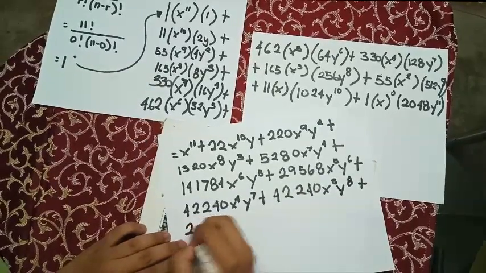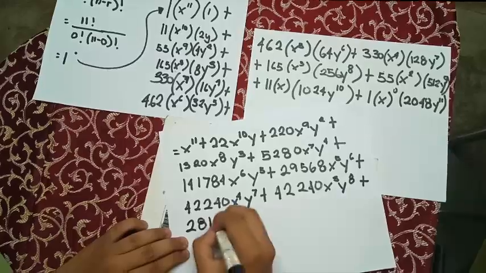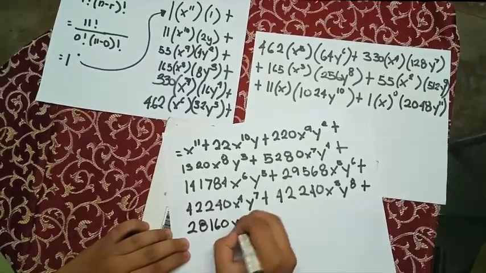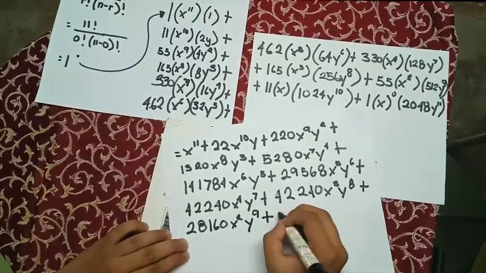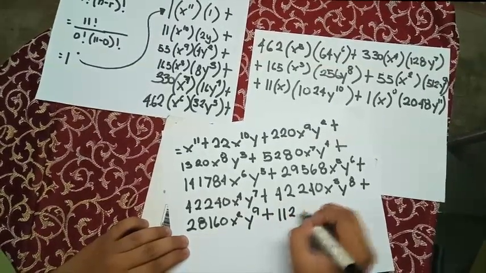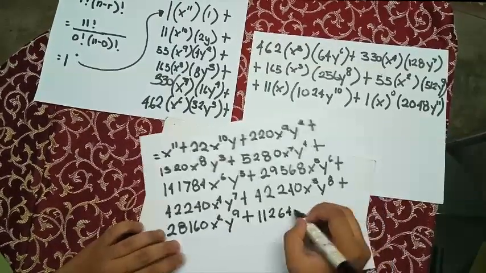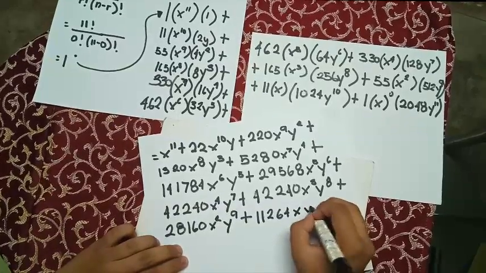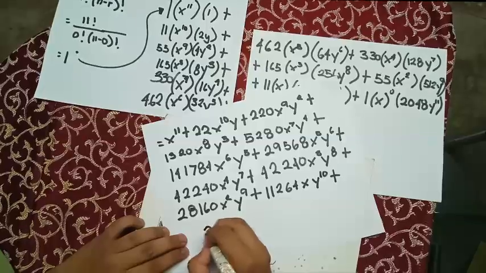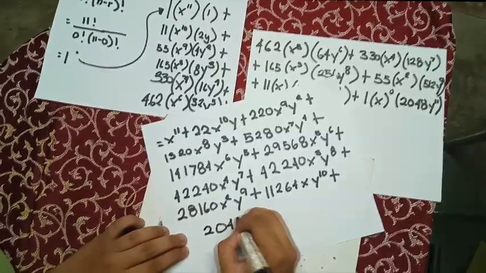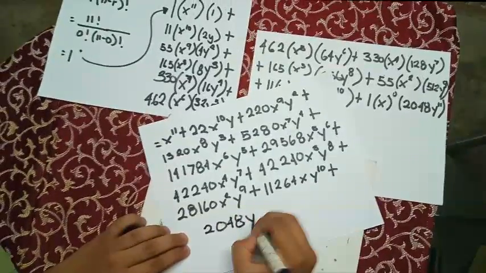28,160 x squared y raised to 9 plus 11,264 x y raised to 10 plus 2,048 y raised to 11. And this is the final answer.